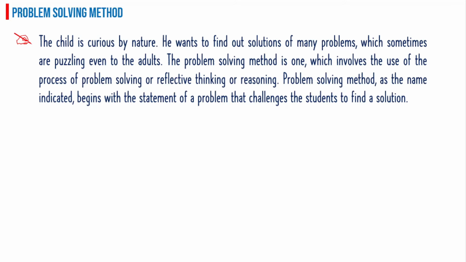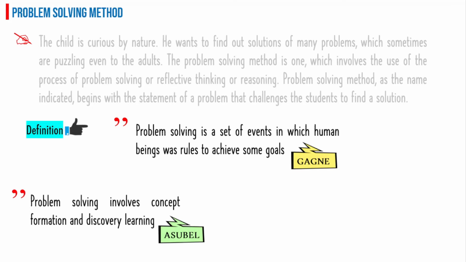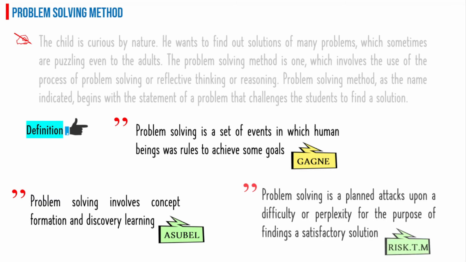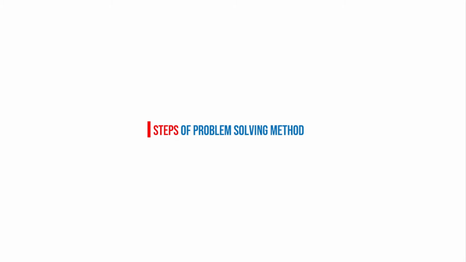According to Gagne, problem solving is a set of events in which human beings use rules to achieve some goals. Ausubel said that problem solving involves concept formation and discovery learning. According to T.M. Risk, problem solving is a planned attack upon a difficulty or perplexity for the purpose of finding a satisfactory solution. Steps of problem solving method.